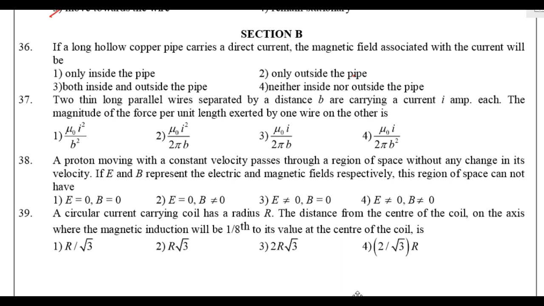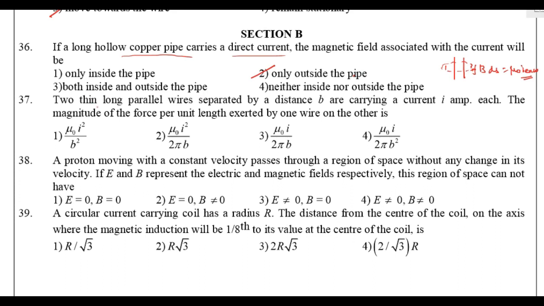A long hollow copper pipe carries a direct current. The magnetic field associated with the current will be... So now this is a hollow one. If you consider an Amperian loop, then you will get a field outside only, because inside you will get 0. The integral of B dot dl is equal to mu naught times the current enclosed. The current enclosed inside will be equal to 0 because it is hollow. So only outside the pipe we will have a field.